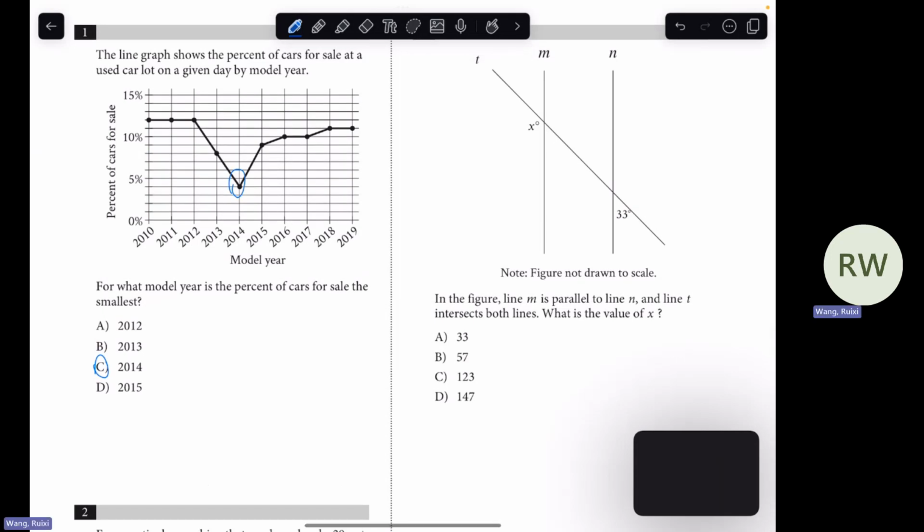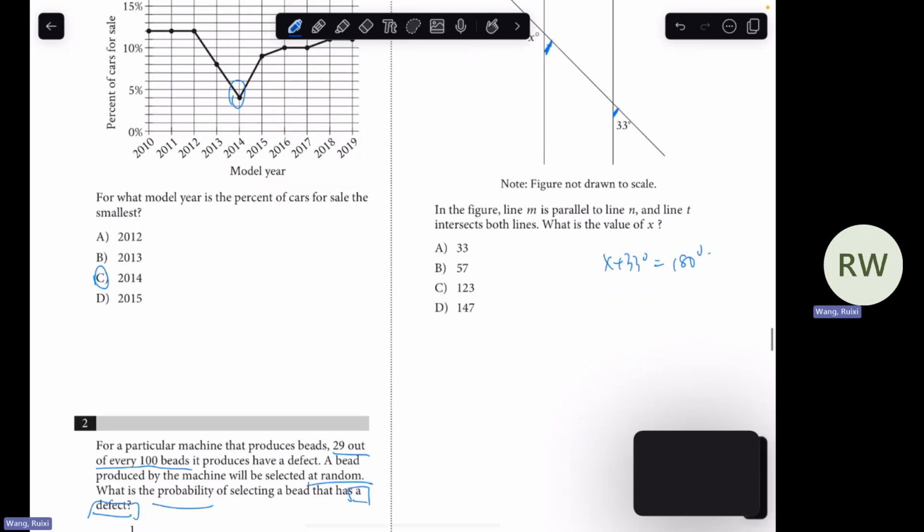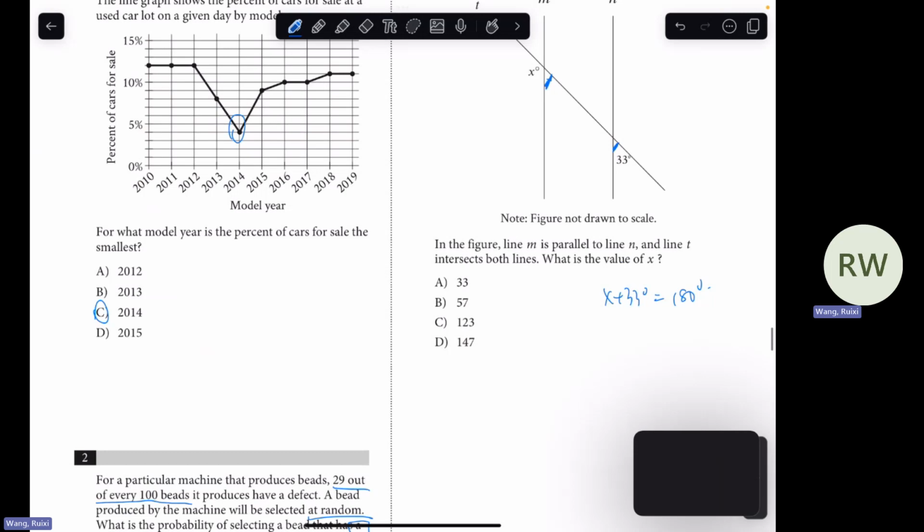M is parallel, so it's a slight geometric problem. If you know a parallel and they are being intersected by one single line, then these two blue ones are congruent, or equal. And then x plus 33 equals 180 because they're linear pairs. Well, you guys probably know better about those nomenclatures than I do. So basically, these two blue ones equal to each other, which means x equals 147, which is D.